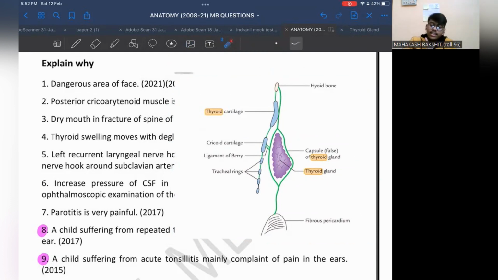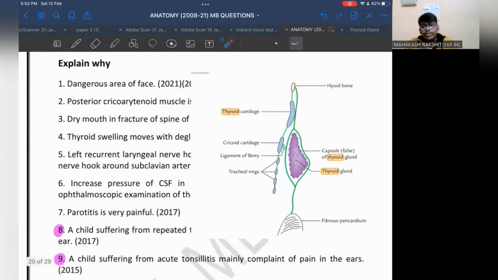Okay, and then it gets attached to the oblique line of the thyroid cartilage and ultimately to the hyoid bone. And in the region of the lobes, the medial side of the lobes of the thyroid gland, this pretracheal layer of the deep cervical fascia thickens to form the suspensory ligament of Berry, which connects the false capsule of the thyroid gland to the cricoid cartilage. Okay, now you guys try to imagine that, try to understand that whenever we swallow, right?